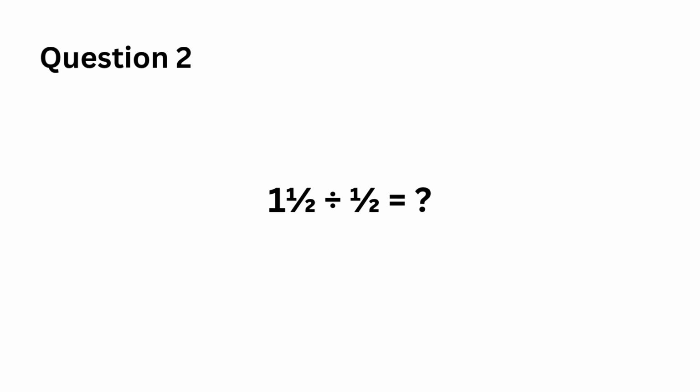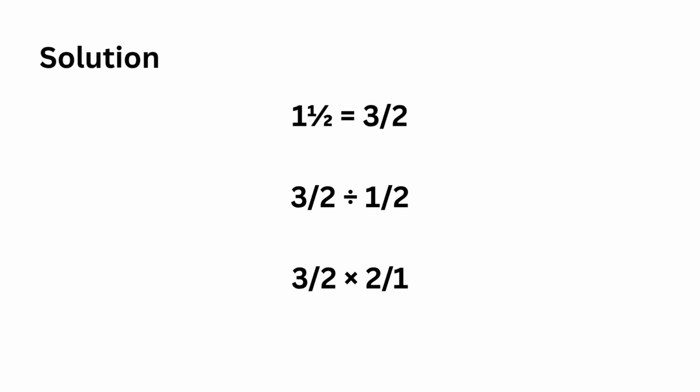So our question 2 for today is 1.5 divided by half. So we first of all convert 1.5 to an improper fraction. Improper fractions are fractions where the numerators are greater than the denominators. So 1.5 becomes 3 over 2. We know how we got that, right? That's 1 times 2 plus 1 gives us 3 over 2.